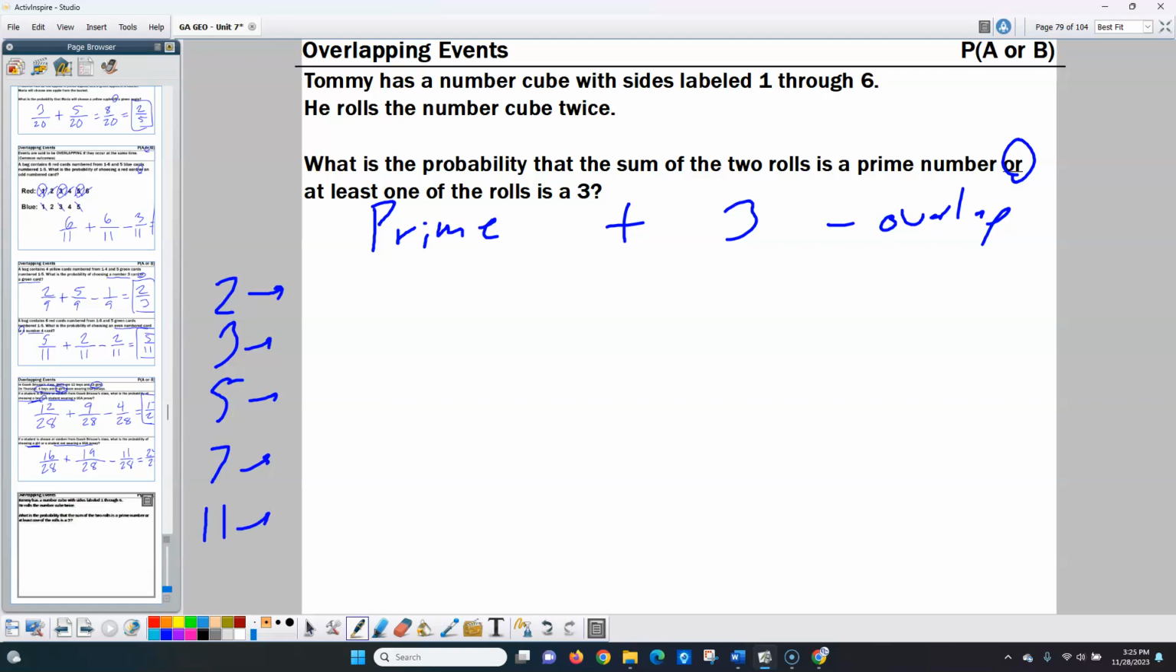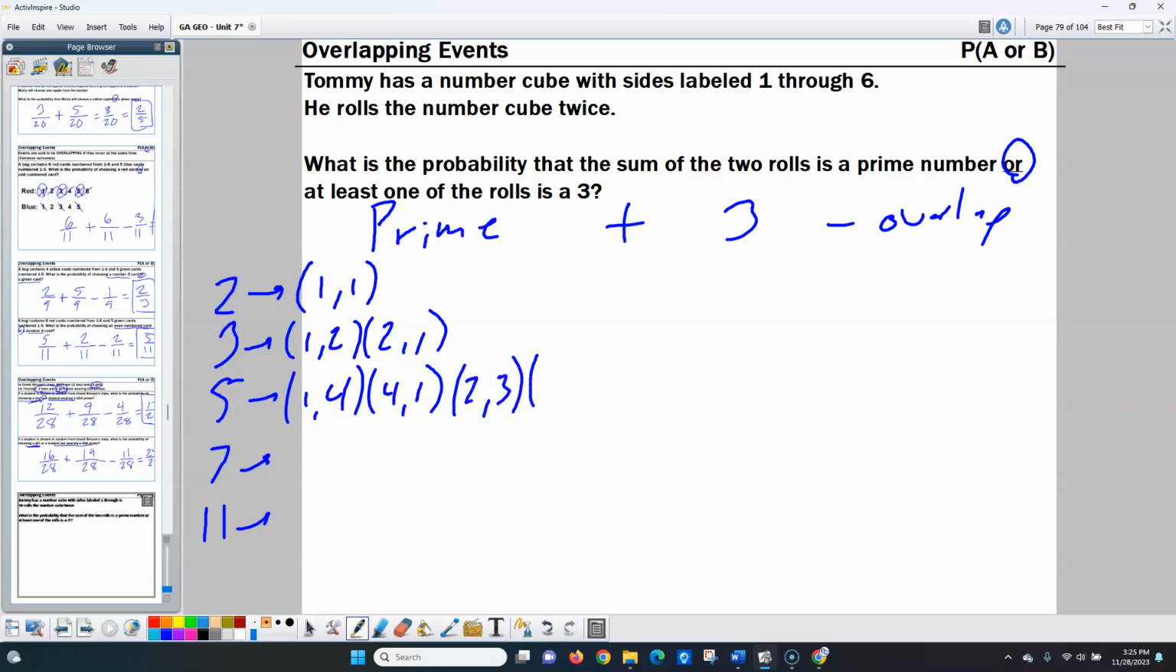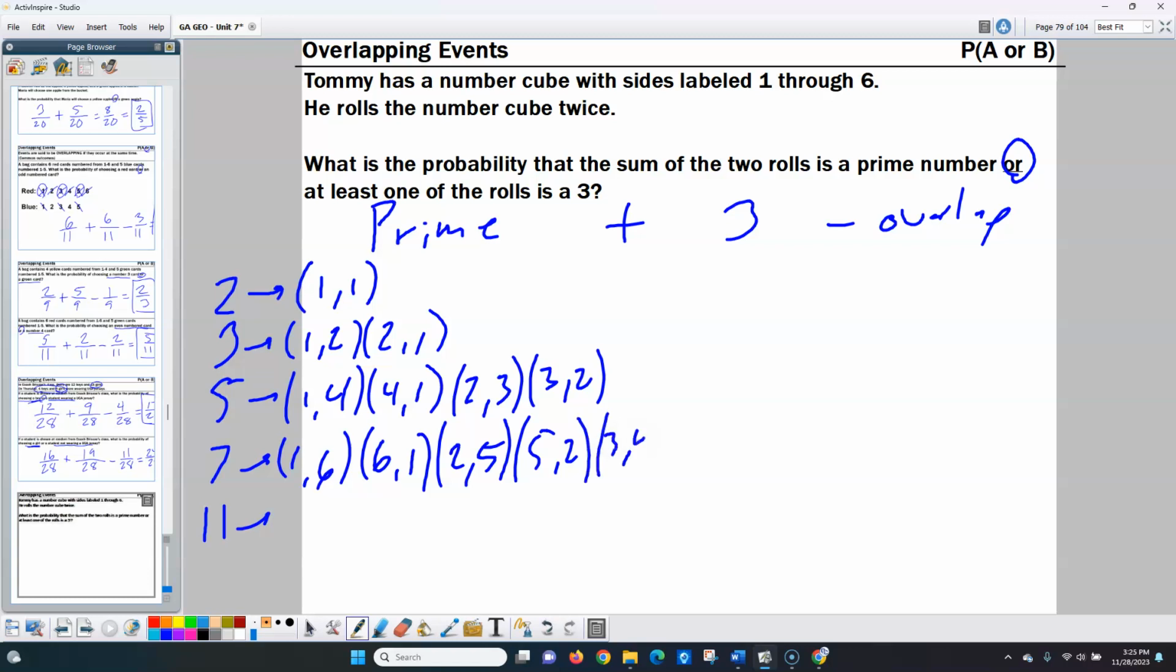And I need to write all the ways I could do that. So, how could I roll a 2? I could roll a 1, 1. How could I roll a 3? 1, 2, 2, 1. How could I roll a 5? 1, 4, 4, 1, 2, 3, 3, 2. How could I roll a 7? 1, 6, 6, 1, 2, 5, 5, 2, 3, 4, and 4, 3. And how can I roll an 11? Just 5, 6, and a 6, 5.